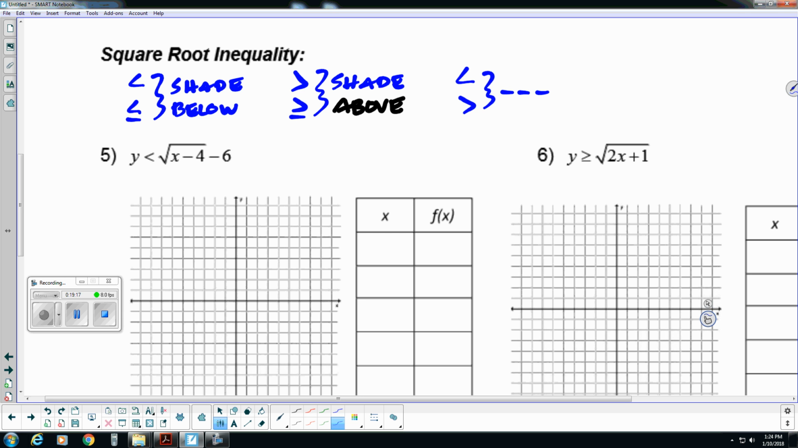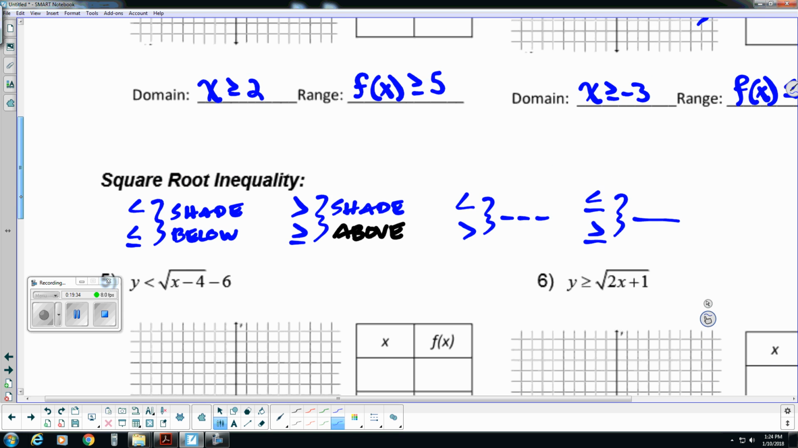Dashed line with those two symbols. Solid line with those two symbols. Okay, now, here's one thing that's a little bit different. Because, and I'm going to scroll back up here to the equations.